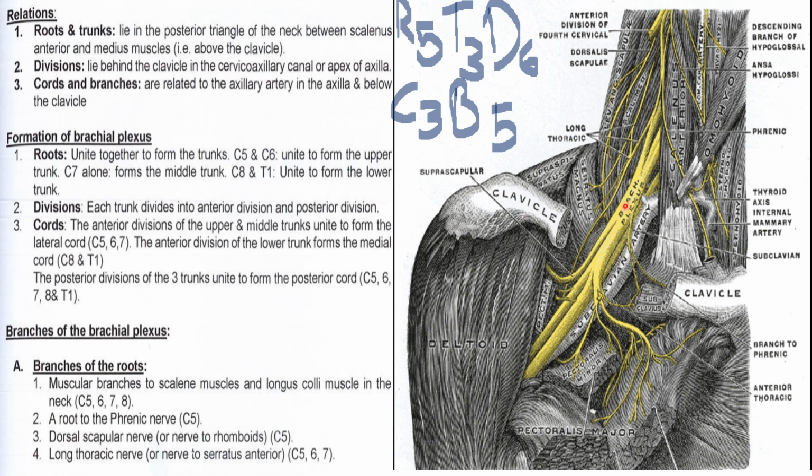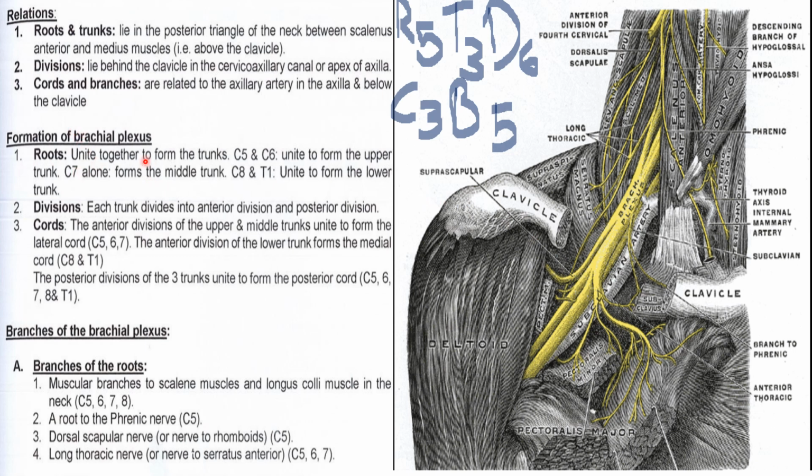Okay, it's not mentioned here. The axillary artery is not mentioned here, but yeah. Okay. So it's related to the axillary artery, the axilla, and below the pelvis. That's how it is. So now you can know the roots and the trunk are above the pelvis. Okay. The divisions are behind the pelvis, and the cords and the branches are below the pelvis. So that's how you can know it.